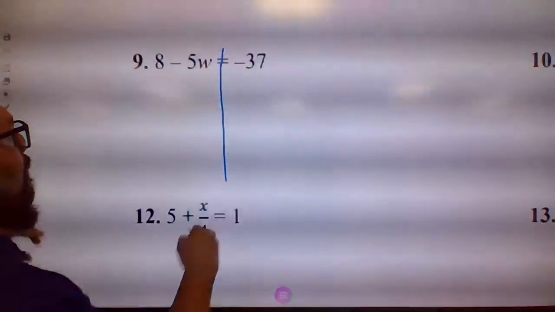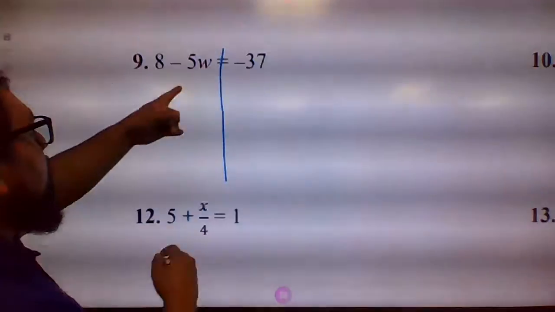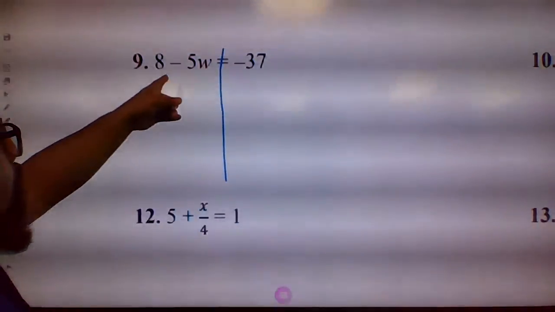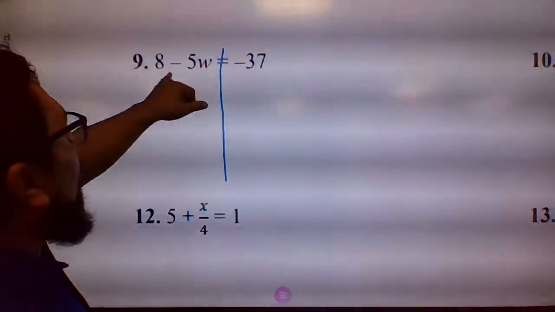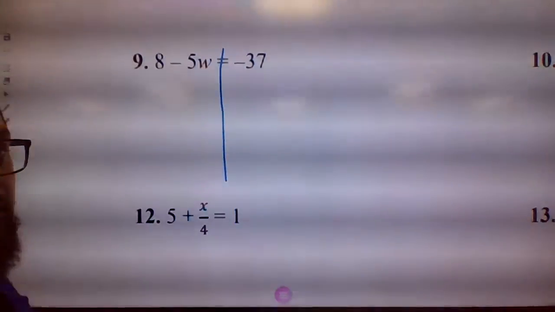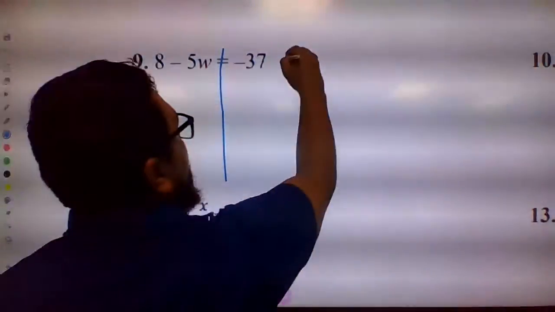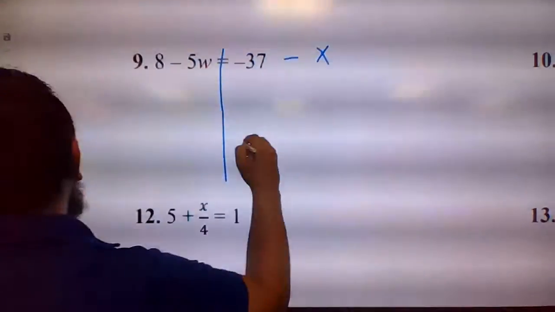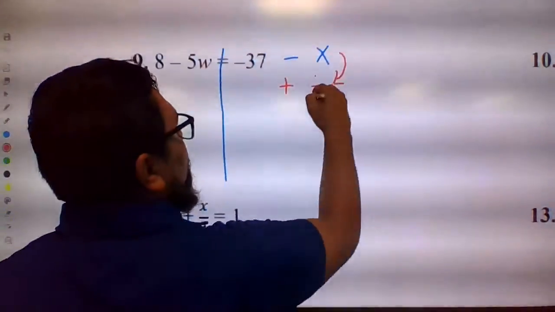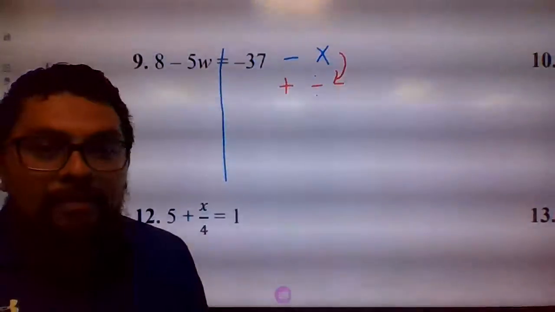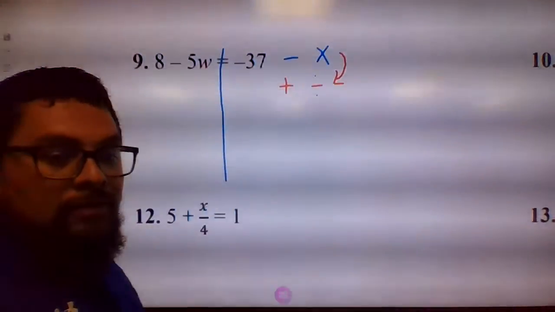So we have our line. First thing we need to acknowledge is what's happening here. We see subtraction and we see multiplication, right? So we've got to use addition and division to solve this one, right? Yes? Okay, so this is what we're going to do.